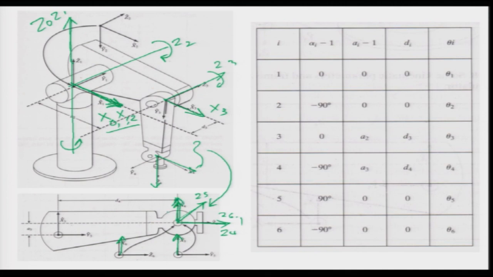Okay. So today we will end with assignment of axis for the Puma robot, and in the next class we will be looking at the DH parameter table for the Puma robot, and then see how we can do the inverse kinematics of a real robot with 6 degrees of freedom, which is the Puma robot. So we end today here. Okay, thank you.